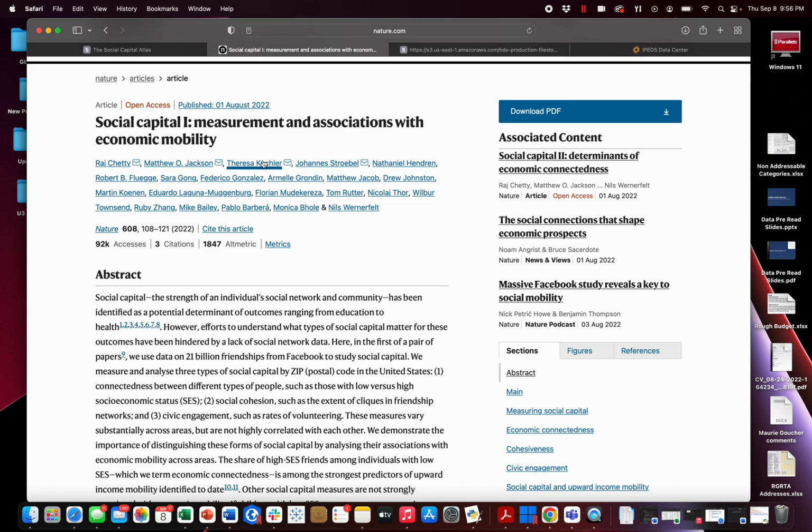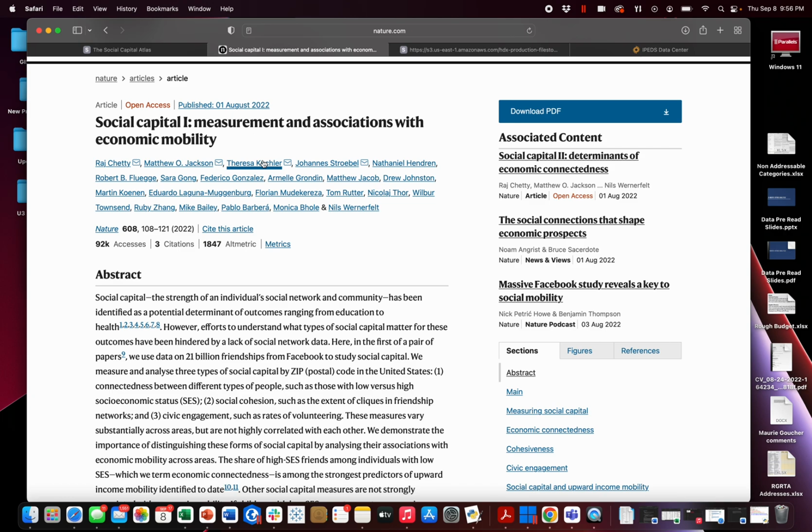But they were able to mine like 21 billion friendship relationships on Facebook, and were able to study things like the connectedness between different types of people, like those who have lower or higher incomes. What about social cohesion, right? To what extent do people tend to cluster in small, tight-knit groups with one another or form cliques, versus being a little bit more broad? And then, more importantly, comparing that to economic mobility over time.